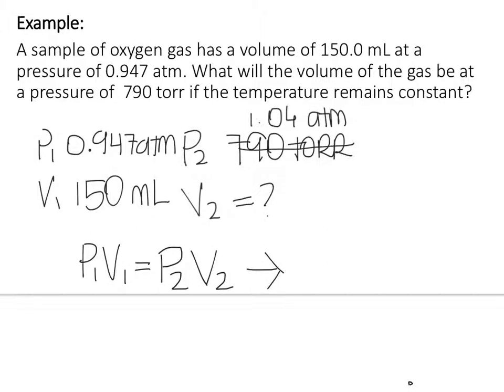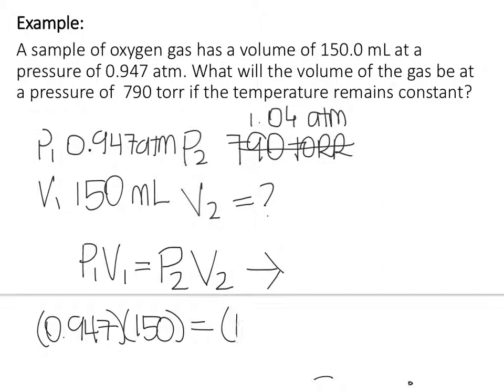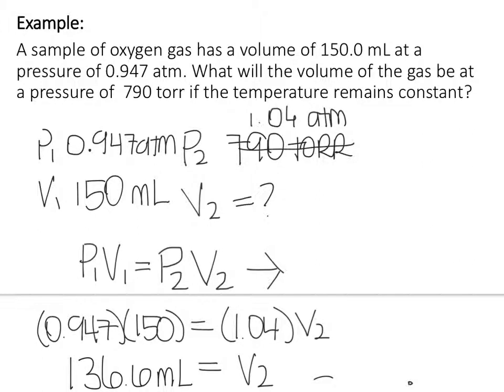Whatever. So, when you plug in things, you will get 0.947 atm times 150 equals 1.04 times V2. Use a little bit of math, and your final volume will be 136.6, which should make sense: if we increase our pressure a little bit, our volume will decrease a little bit. Alright, there you go.